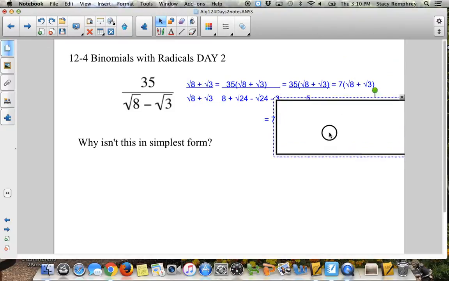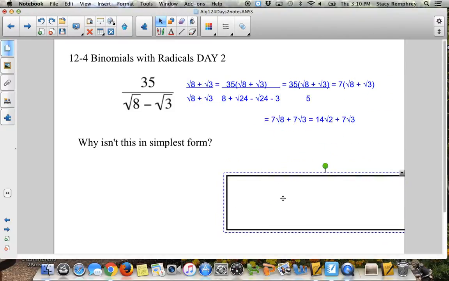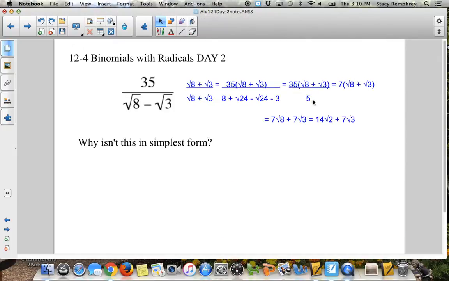I left it like this on the top, and the reason for that is that when I simplified the denominator to 5, 35 and 5 can simplify to be 7, and I saw that. So now that I have this as simple as possible, I distributed the 7, and then I said, oh wait, I see a perfect square in the square root of 8, I can simplify that. So 14 root 2 came from simplifying 7 root 8.